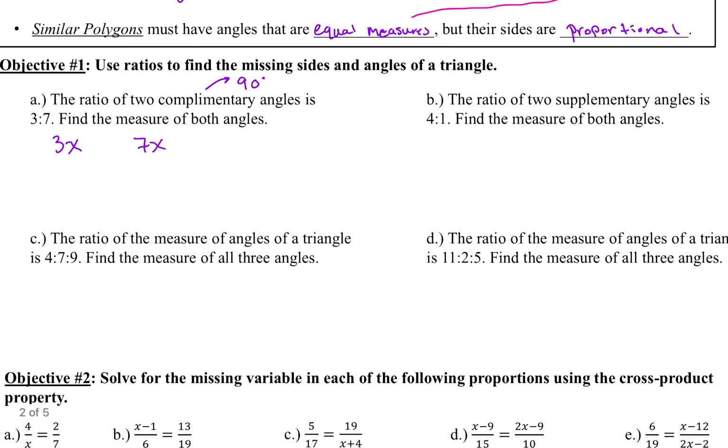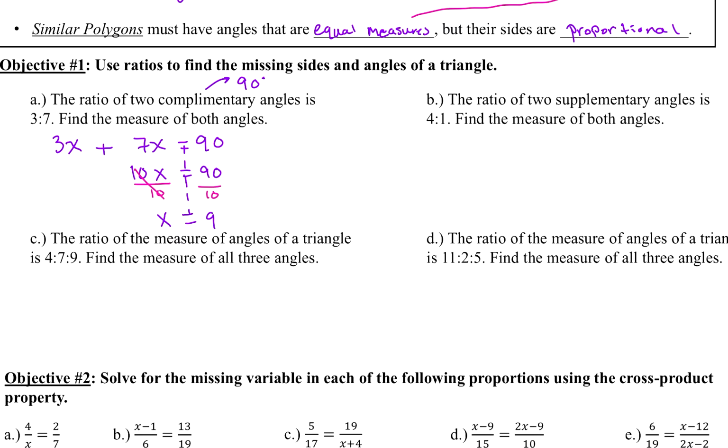And what we're going to do is we're going to take those two angles and add them together. 3x plus 7x has to equal our complementary pair, 90. So let's draw our line here. We'll take this and just combine our like terms. 3x plus 7x is 10x. And we could divide both sides by 10 here. That cancels. And I get x equals 9.